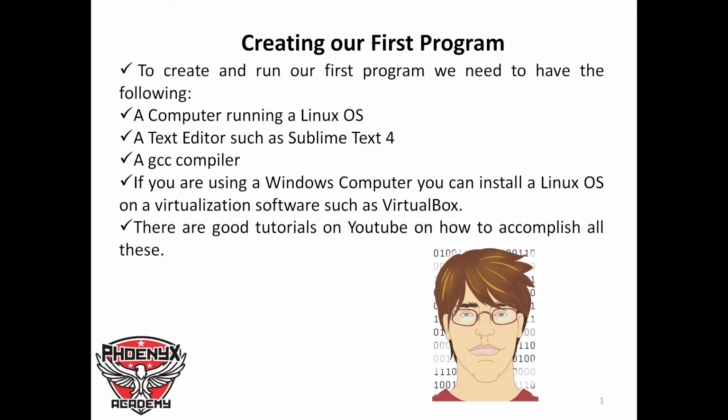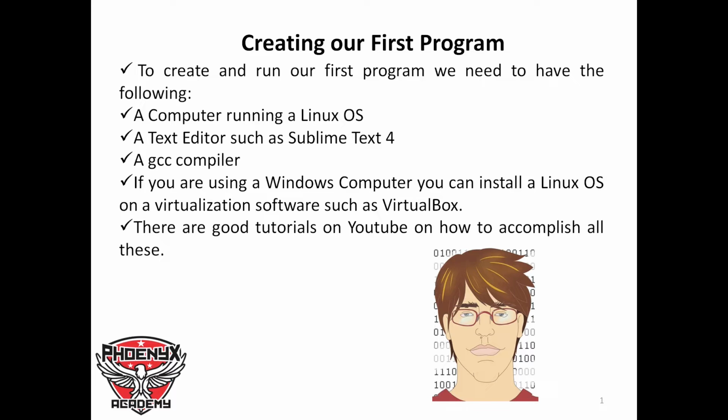Just go to YouTube and search for how to do any of these tasks: how to install Sublime Text 4, and how to install VirtualBox and have a Linux operating system. Any good Linux will do. You can make use of Ubuntu or any good Linux OS. You can Google and see which Linux operating system will be suitable for you. For me, I'm using Pop OS operating system.